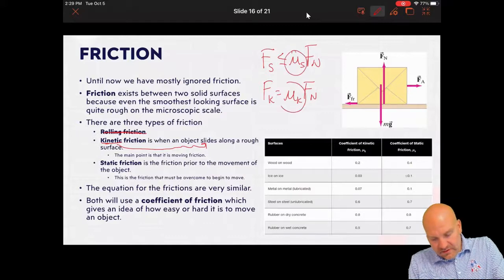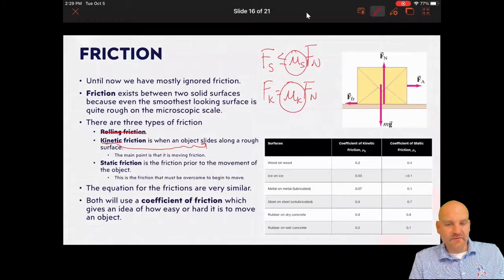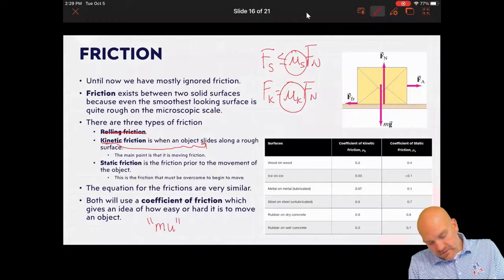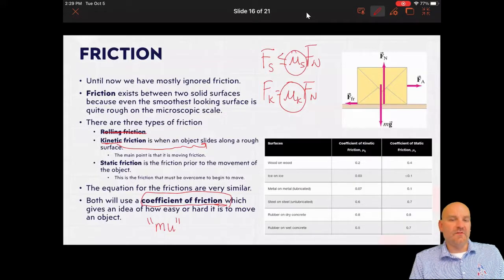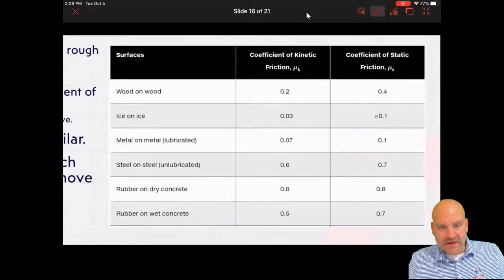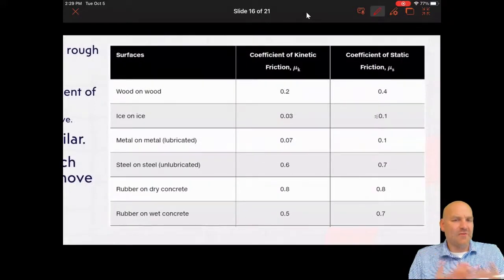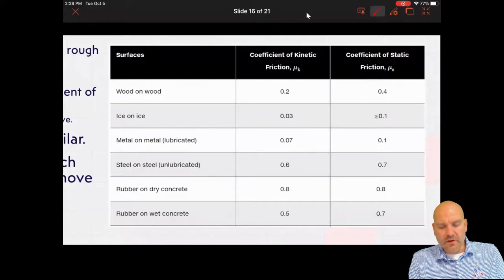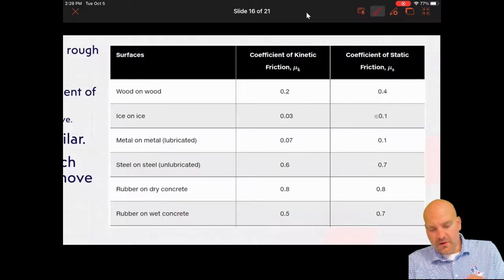Now we have this weird looking symbol in there that we call mu. That is the coefficient of friction, and basically that number tells us how easy or hard it is for an object to move. Off to the right, we have some basic examples. For example, a wood block on a wood floor, the coefficient of kinetic friction would be 0.2, where the static friction would be 0.4.